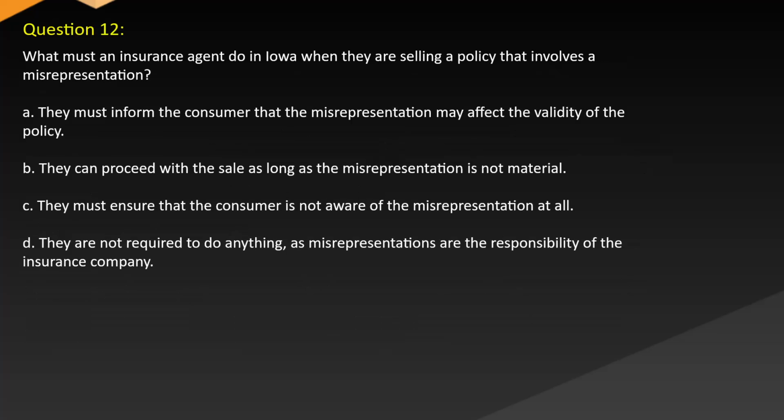Question 12. What must an insurance agent do in Iowa when they are selling a policy that involves a misrepresentation? A. They must inform the consumer that the misrepresentation may affect the validity of the policy. B. They can proceed with the sale as long as the misrepresentation is not material. C. They must ensure that the consumer is not aware of the misrepresentation at all. D. They are not required to do anything as misrepresentations are the responsibility of the insurance company.